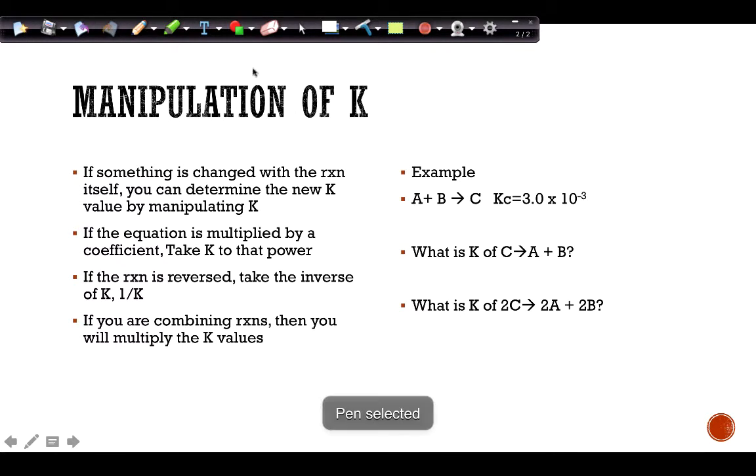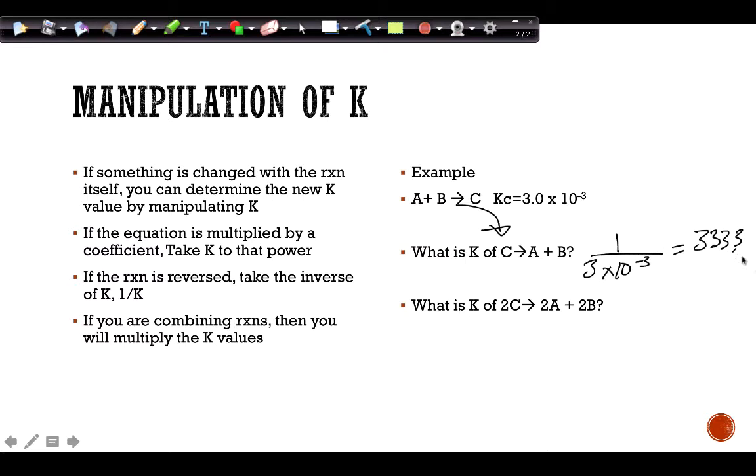All right, so let's look at an example of this. If I have this reaction, K is equal to this. What is the K if I have this reaction? If I look at this, this is exactly the opposite of what this is. So basically, I flipped this reaction to make this one. What I'm going to do here is take the inverse of that. So I'm going to take 1 over my K value. And if I do that, I'm going to get 333. That is my new K value if I reverse the reaction. I'm not making it negative. K should always be a positive number. I'm going to take the inverse of it.